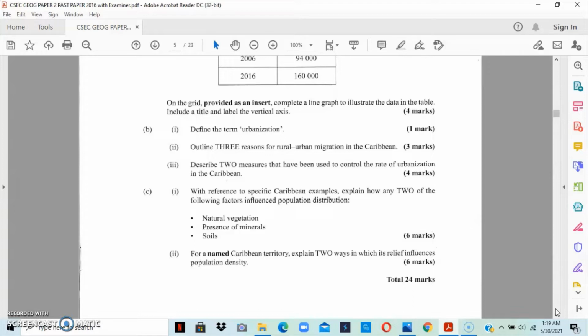Now, for a named Caribbean territory, you're to explain two ways in which its relief influences population density. Now, population density is higher closer to the town because of the flat and undulating land, which are ideal for settlement, right? Countries' capitals in the Caribbean are usually located along the coast, and this is because the coastal areas are relatively flat, while the interior of most islands are hilly or mountainous, and these are the areas that are usually sparsely populated.